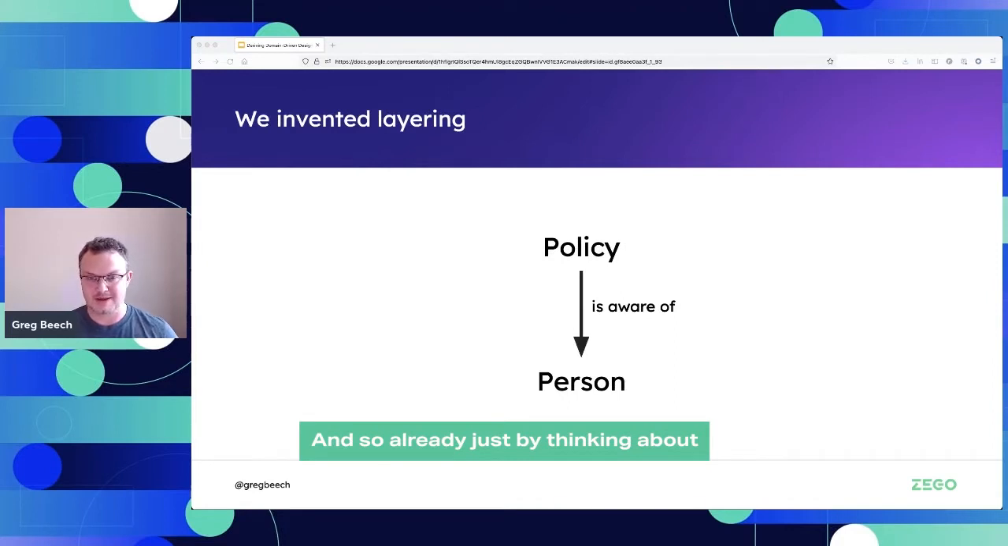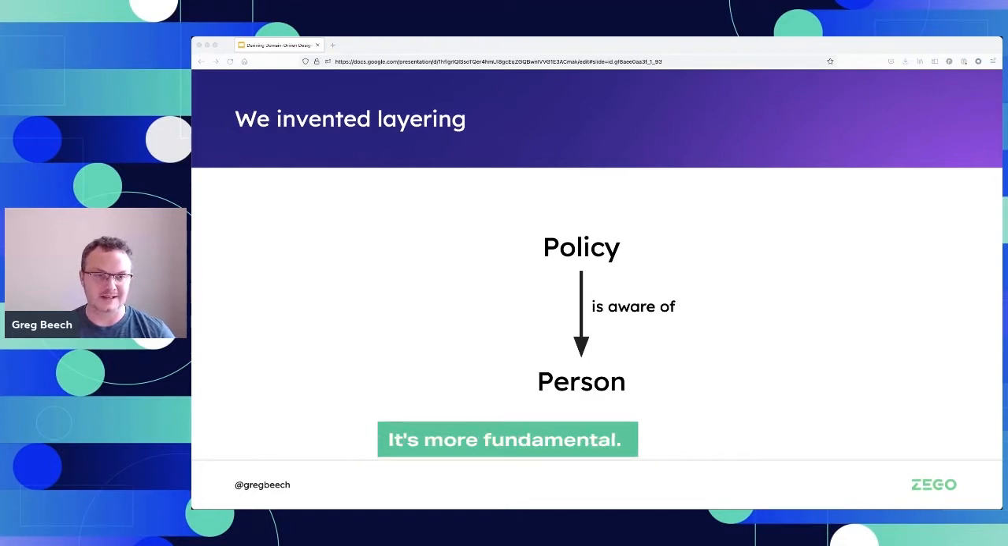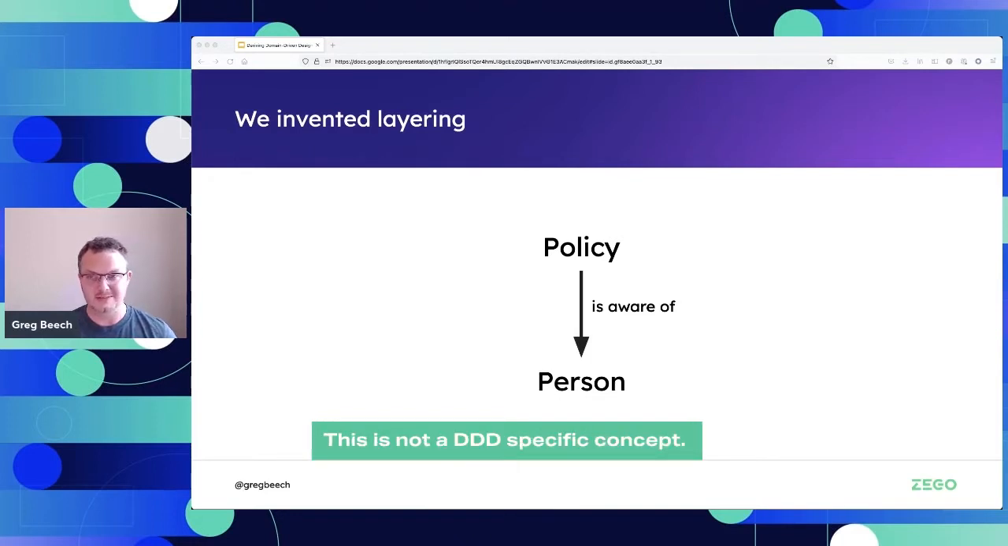And so already, just by thinking about our information flow, we've invented layering. Because a policy is aware of a person, but a person is not aware of a policy, we can say that person is lower level than a policy. It's more fundamental. So a policy sits above it in terms of layers. Now, I know what you're thinking. This is not a DDD specific concept. This is actually pretty common in software, but it is a foundational common concept. And so it's kind of worth thinking about all the concepts that we're actually inventing today.